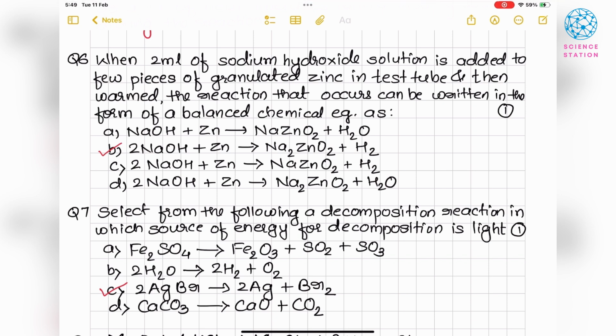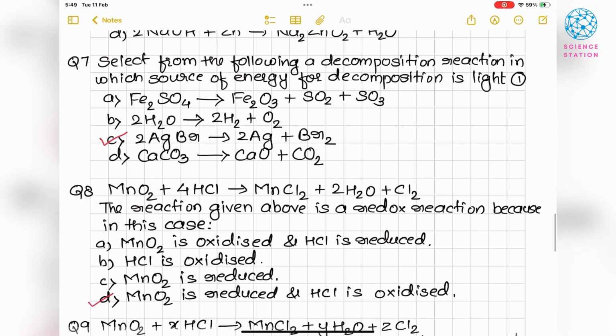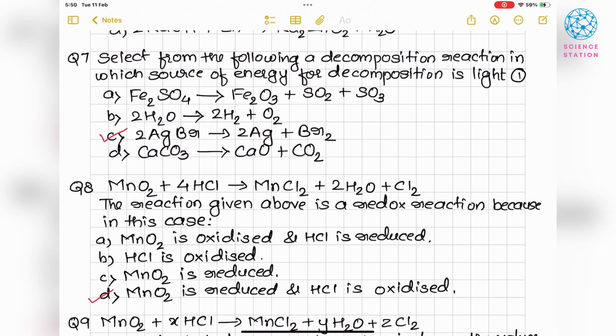Then, select from the following a decomposition reaction in which source of energy for decomposition is light. So, here we can directly see that 2AgBr gives 2Ag plus Br2 is the correct answer. Then, eighth one says MnO2 plus 4HCl gives MnCl2 plus 2H2O plus Cl2. The reaction given above is a redox reaction because in this case MnO2 is reduced and HCl is oxidized.